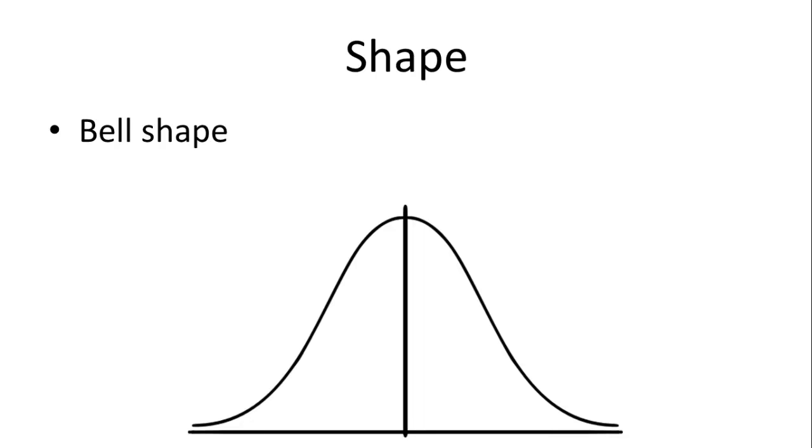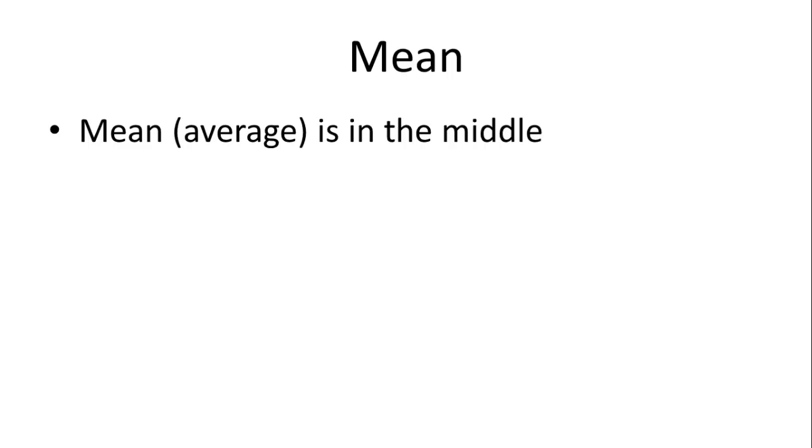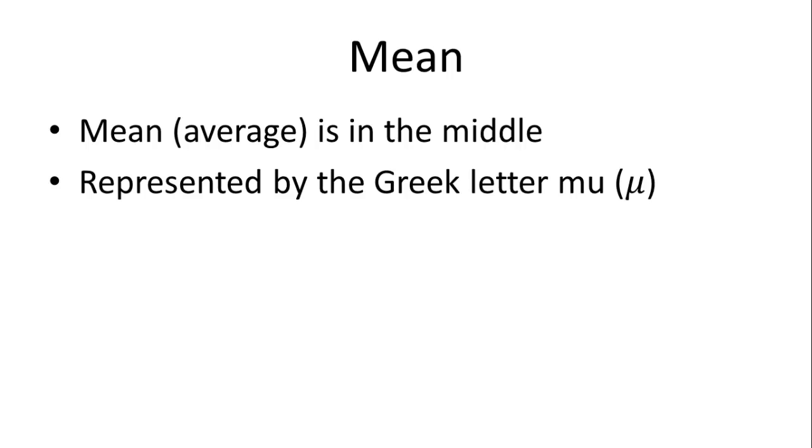Shape is classic bell shape. It's symmetric. The vertical line in the middle is the mean, and it's the same on both sides. Most data again concentrated near the middle. The mean is just the average. That's always going to be in the middle. It's represented by the Greek letter mu, the funny looking long U. We're going to see that in formulas a little later on.